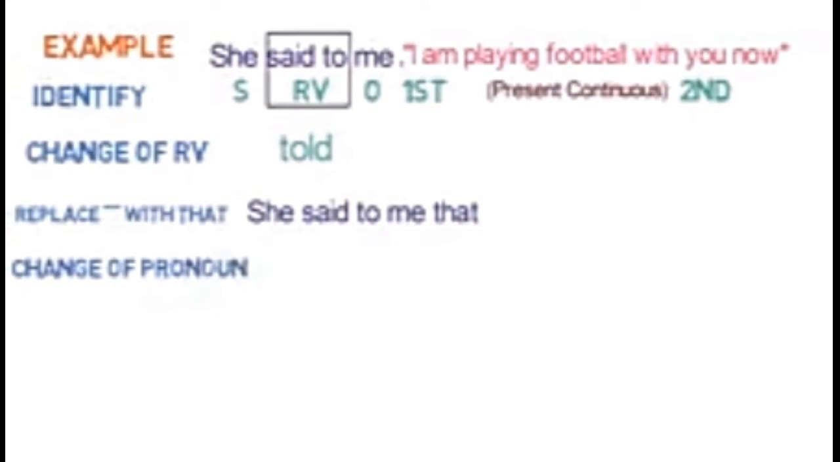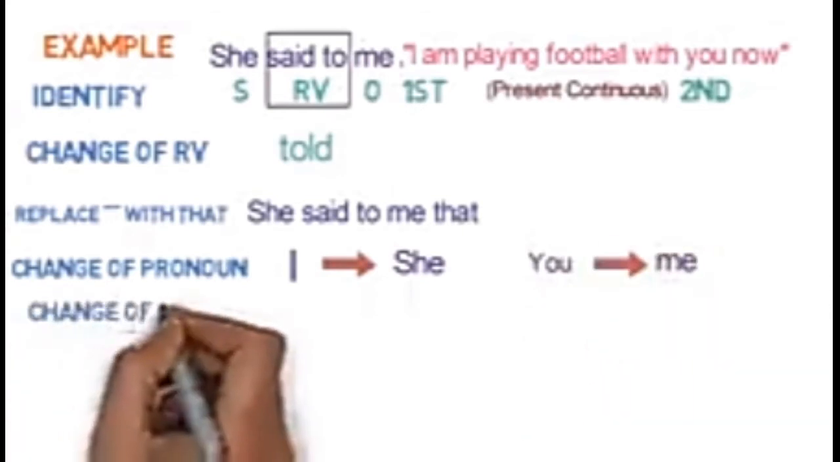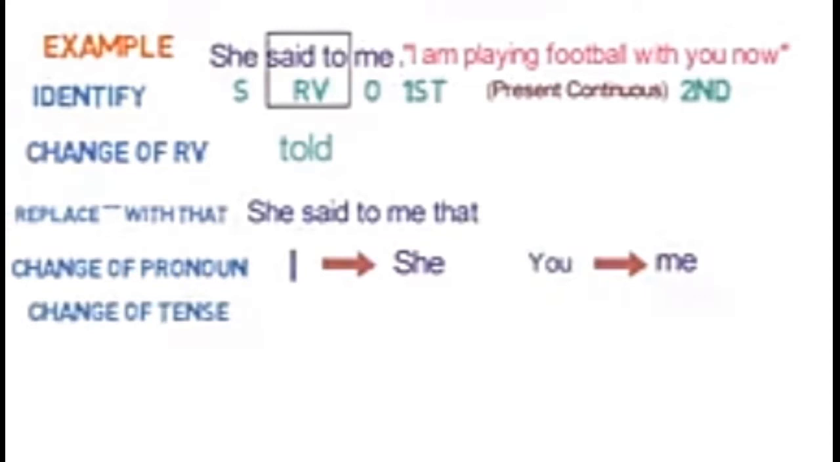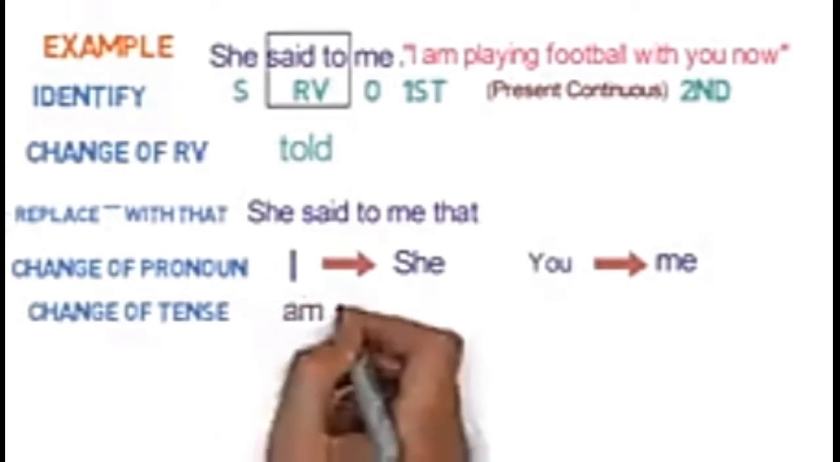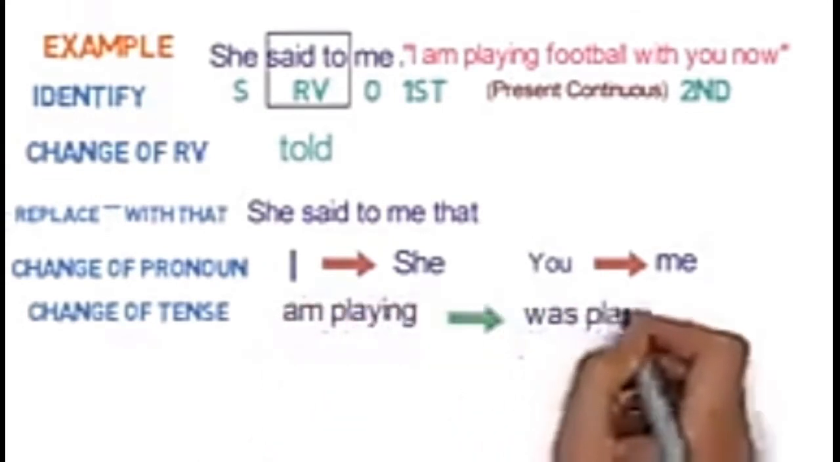Here, I is first person, subject is she, so I will change to she. And you is the second person and object is me, so you will be converted to me. Fifth step is change of tense. Here the tense is in present continuous, so it gets converted to past continuous. In this case, am playing will be converted to was playing.